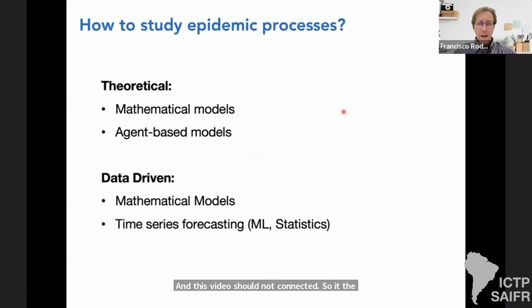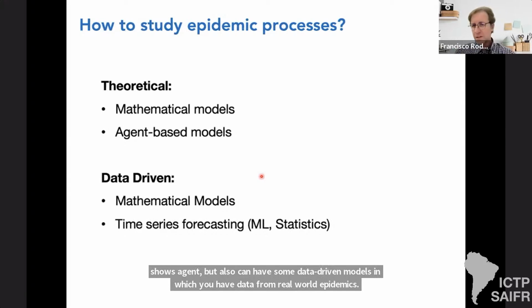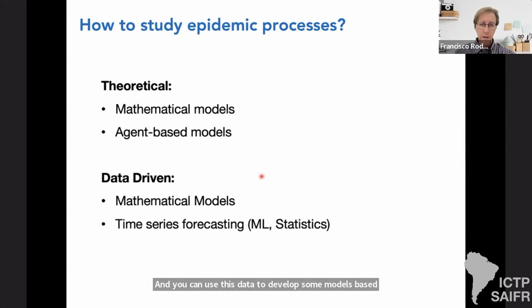To study epidemic processes, we have 2 different approaches. We have theoretical models, in which you can develop equations that describe the evolution of the infectious agent, but you can also have data-driven models, in which you have data from real-world epidemics, and you can use this data to develop models based on statistics, machine learning, and some other tools.